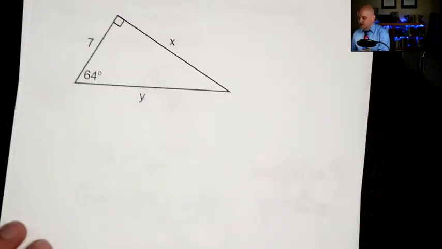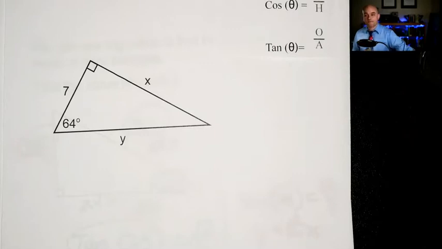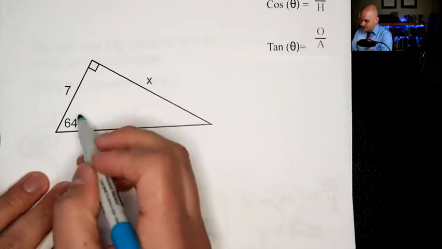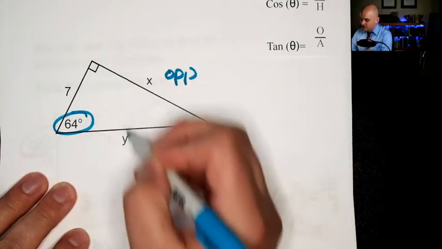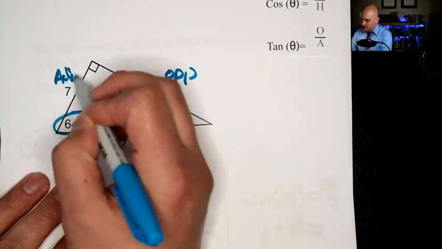All right, here we are. I want you to pause the video and solve for x and y. All right, as we go through this, remember we're going to label our sides first. So here's my angle. Across from it is the opposite side. Across from the 90 is the hypotenuse. And then the one left over is the adjacent side.